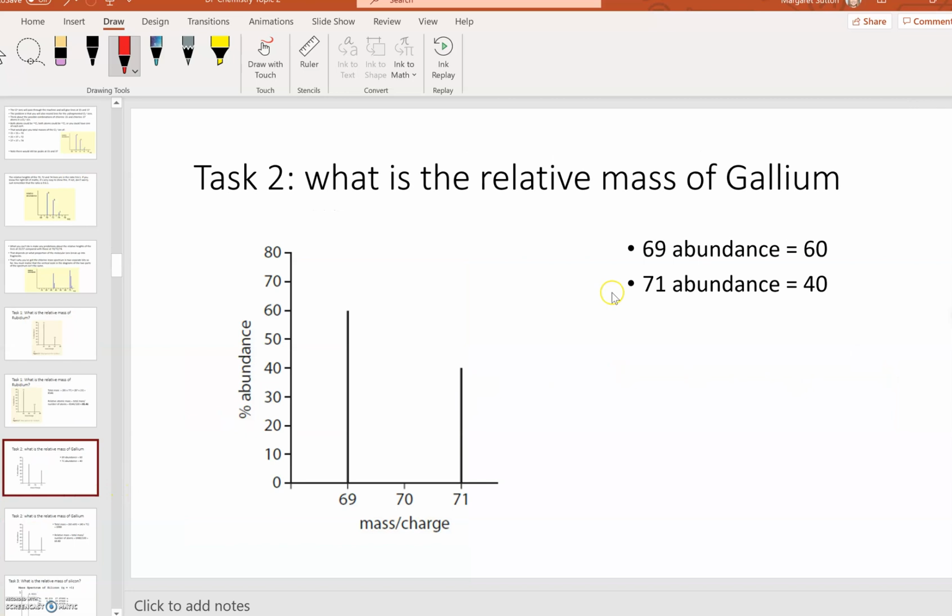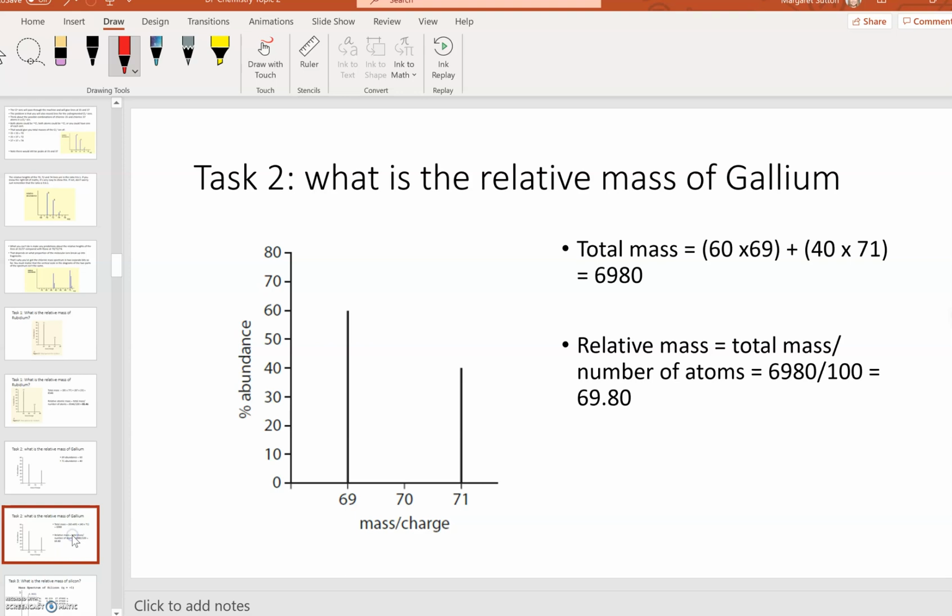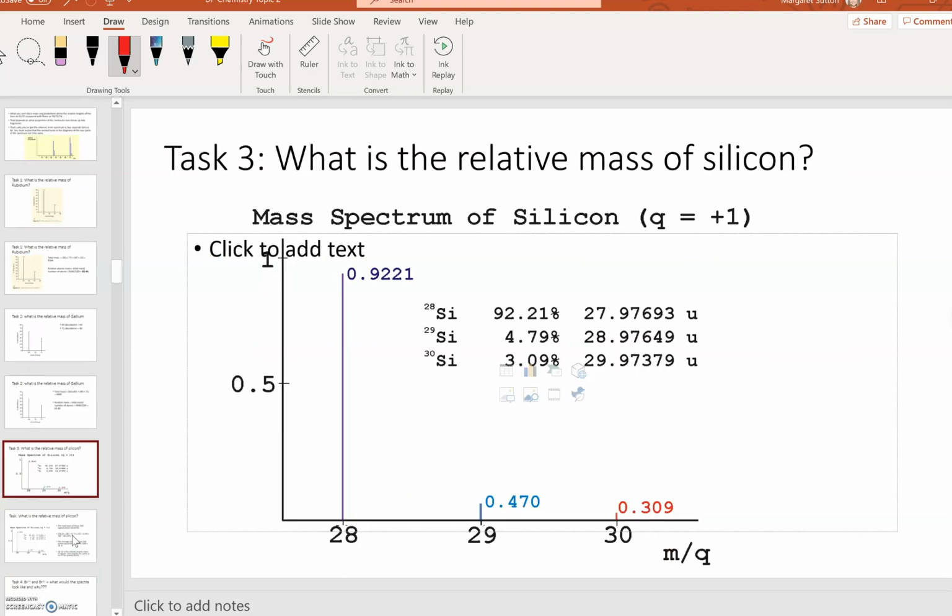Let's look at another one. Let's do gallium. There are two isotopes, 69 and 71. Their abundances are a bit hard to read, so I've told you them. So you do 69 times 60 plus 71 times 40. That adds to 100, so we just divide that number by 100. And there's the answer, 69.8.